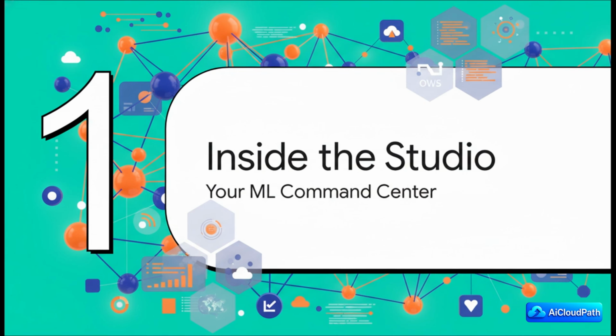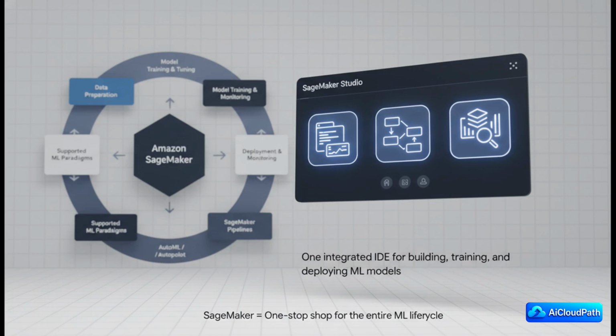Okay, so how do you actually use all this power? Well, let's start with the main entry point, SageMaker Studio. You can think of this as your command center, the single pane of glass for your entire ML project. So for any developers out there, the term IDE is going to be instantly familiar. And that's exactly what SageMaker Studio is. It's a web-based integrated development environment, but it's been purpose-built from the ground up specifically for machine learning. It pulls all the tools you need into one clean visual interface.